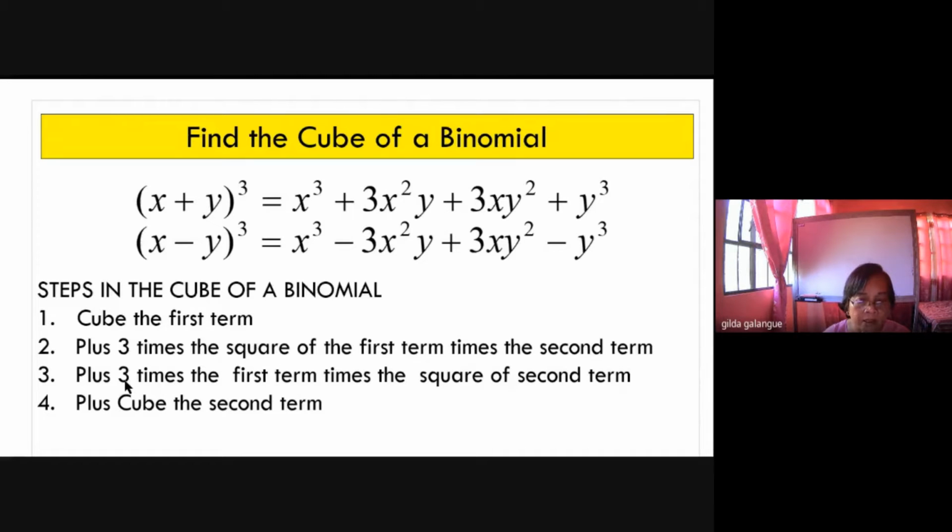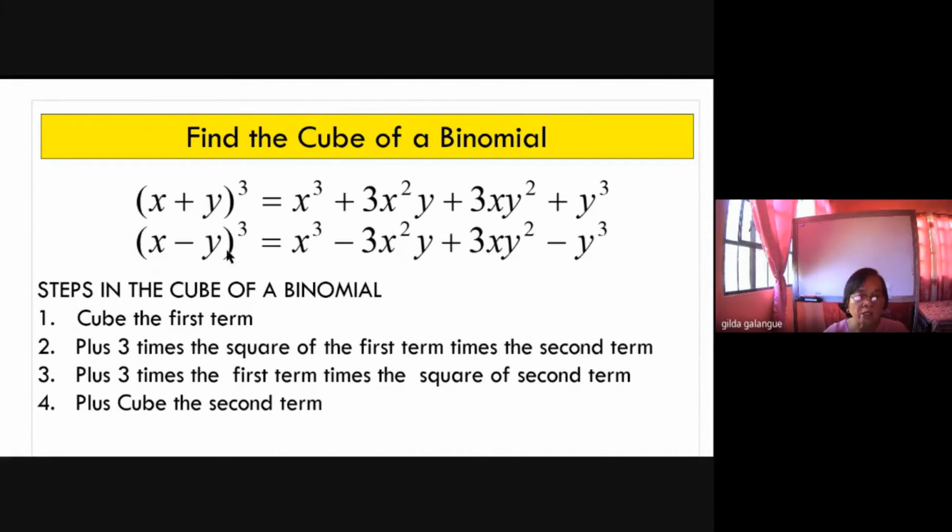Next, plus 3 times the first term times the square of the second term, which is y. And the last is to cube the second term. The second term is y, that is y cubed. So if we want to find the value of (x plus y) cubed, we cube the first term, plus 3 times the square of the first term times the second term, plus 3 times the first term times the second term squared, plus the cube of the second term.